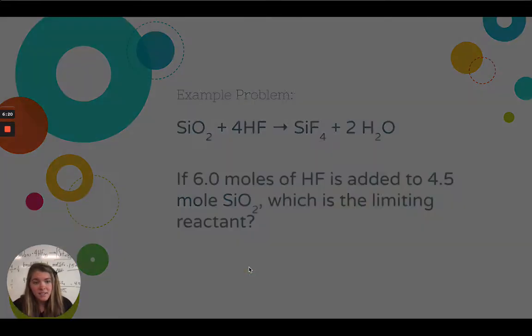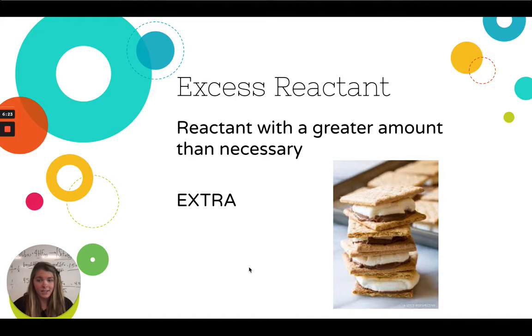So then, the opposite of limiting reactant is our excess reactant. Our excess reactant is our reactant with a greater amount than necessary. It's what we have extra of. So in that example that I gave you earlier of s'mores, we would have had extra marshmallows. We could have made so many s'mores if we had everything else because we had 5 marshmallows. Okay, so in the problem we just did, HF was our limiting reactant and SiO2 is our excess reactant. So those are opposites of one another.